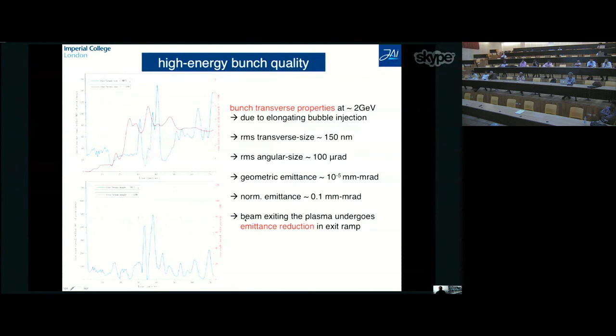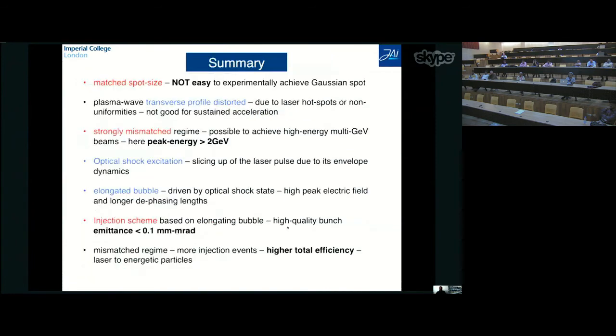But there are some possibilities of big mismatch between simulations and experiments, because it's well known that as the beam exits the plasma, it undergoes this plasma ramp at the exit of the plasma stage, and this can cause some emittance reduction due to various factors. So let me quickly summarize. I'm running out of time.